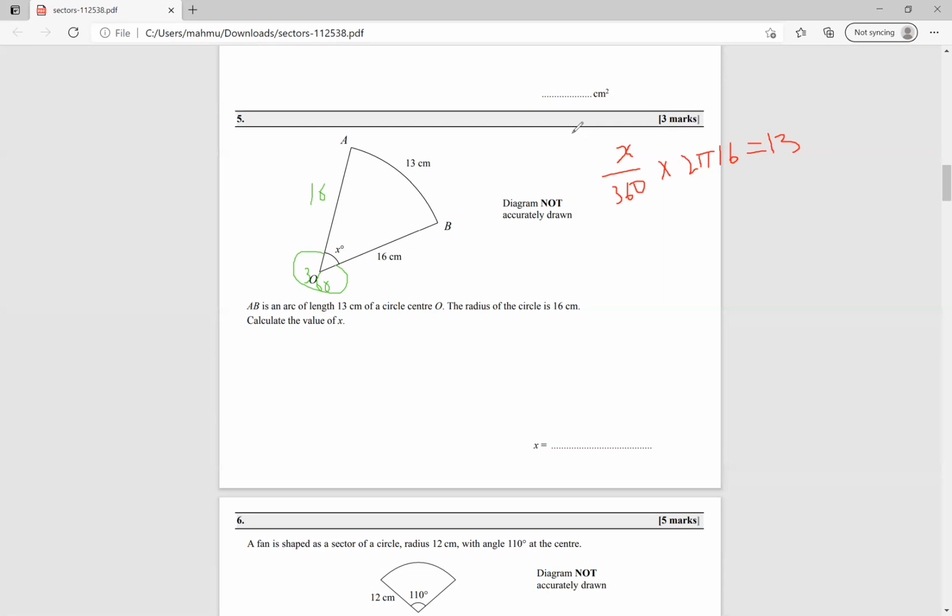X equals... Why are you doing 2 divided by 5? Rearrange it. Rearrange everything. The first thing you should have done is take the 360 to the other side, because 360 said divide. So I'll take it to the other side.